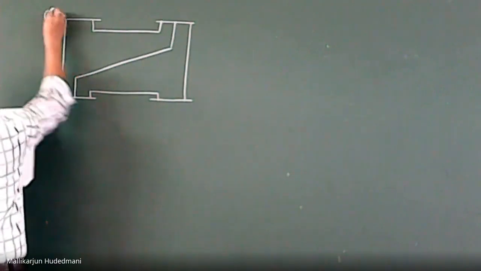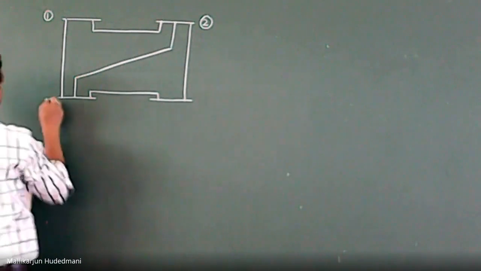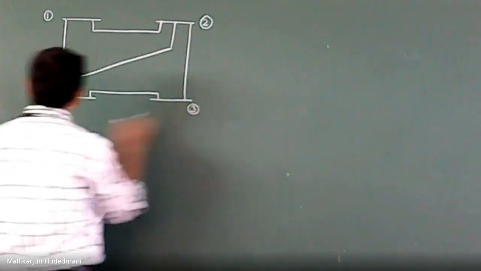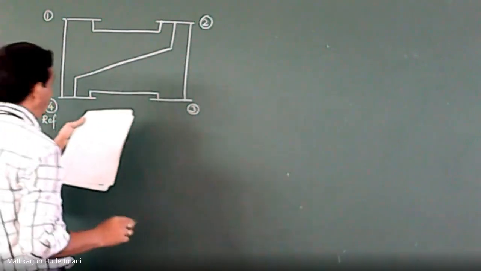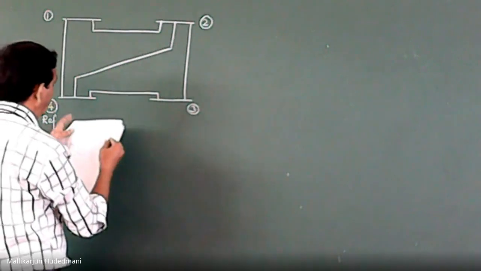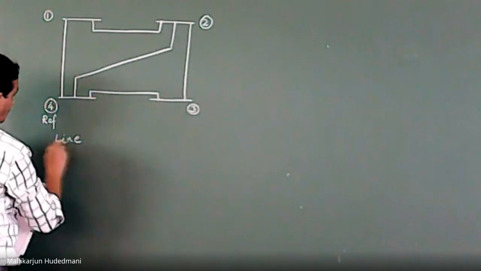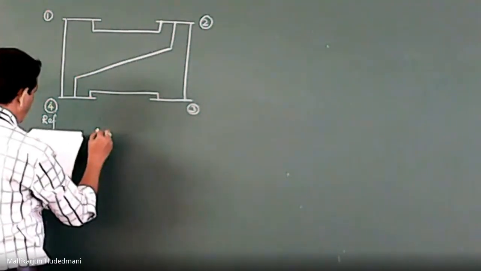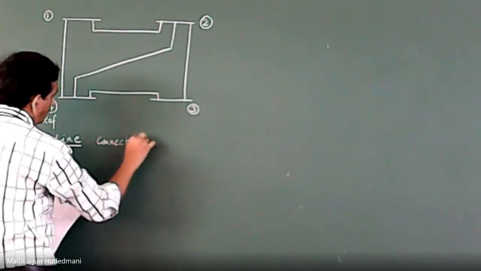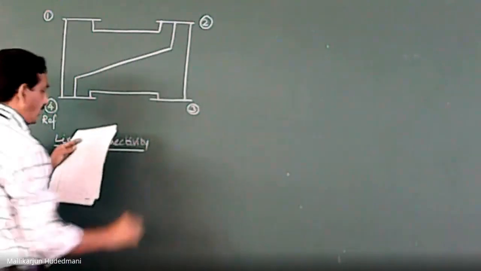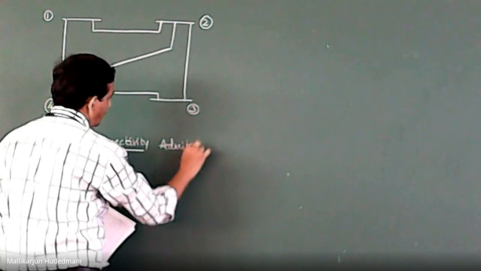This is bus number 1, this is bus number 2. No matter where they are located, what matters is the identity, which is properly mentioned. So bus 4 is mentioned as the reference bus in the problem. Then you have been given the connectivity and information like this table: line, connectivity, then admittance. You have been given it in the form of a table.